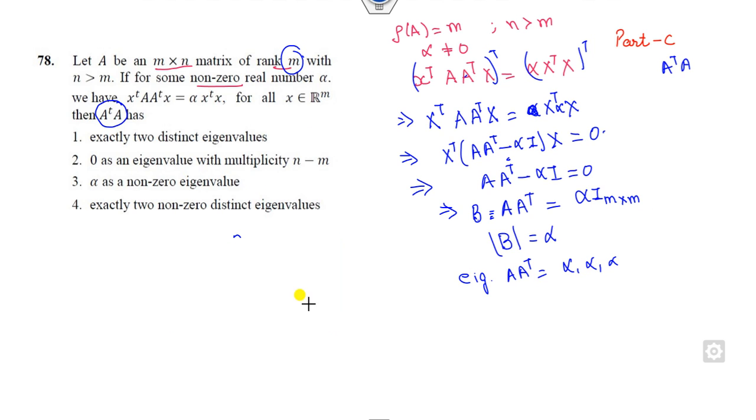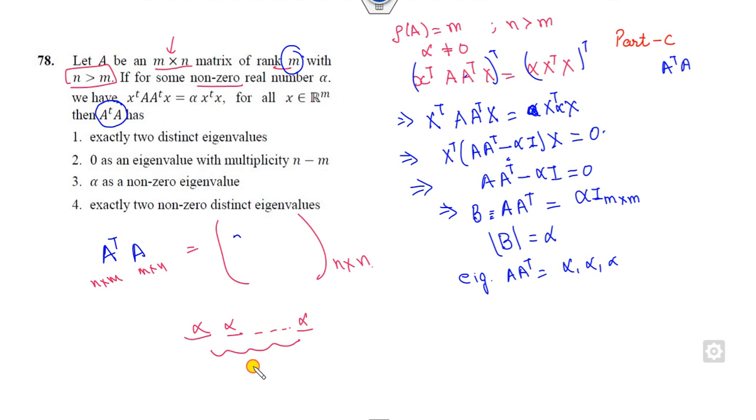Now what is the meaning of that? What is the size of A transpose A? A is M cross N, A transpose is N cross M, so this has size N cross N, and N is greater than M. So these are my M values, and the remaining values are 0, 0, 0, N minus M times. Fine. Now you can find the eigenvalues.